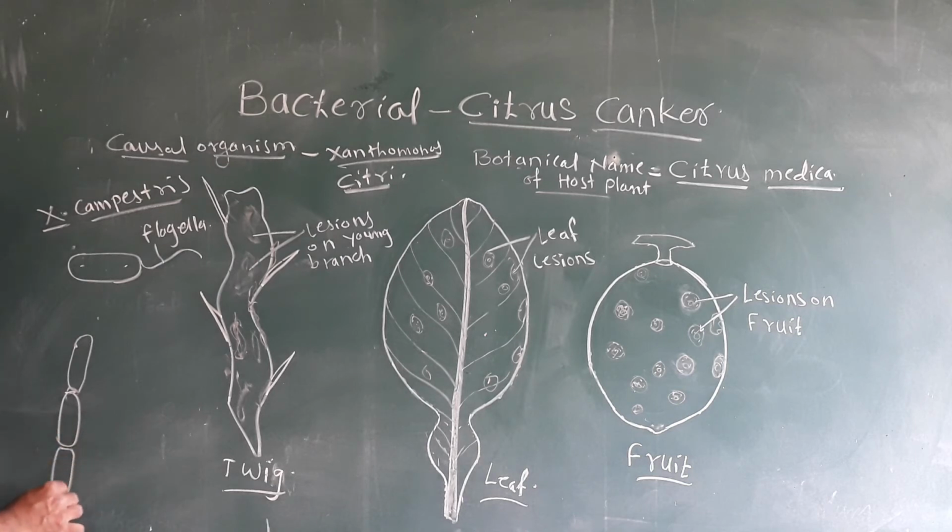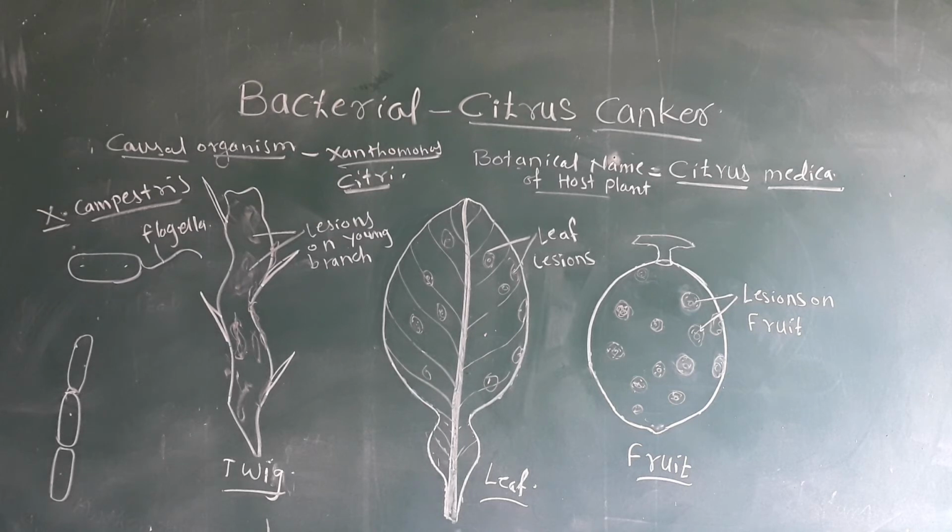Several capsules can unite and form chains of capsules. These bacteria are rod shaped. They measure about 1.5 to 3 micron in length and 0.5 to 0.75 micron in breadth. The capsules of the bacterium possess a single polar flagellum.